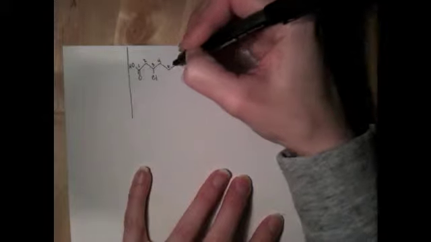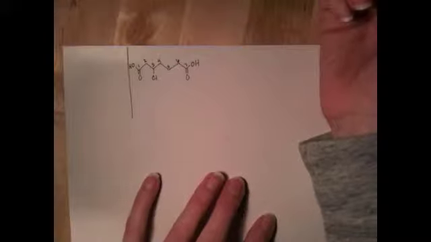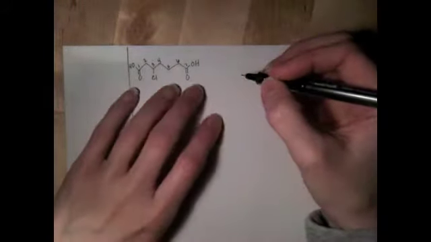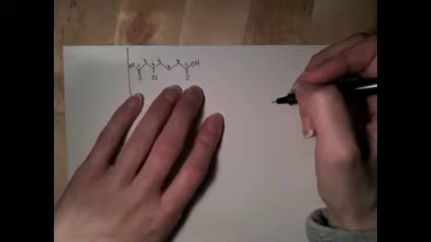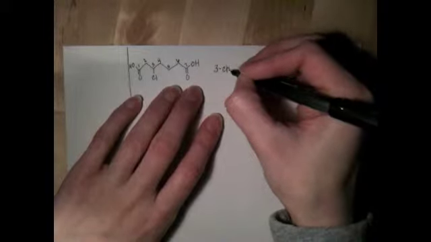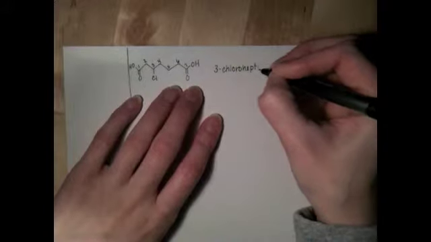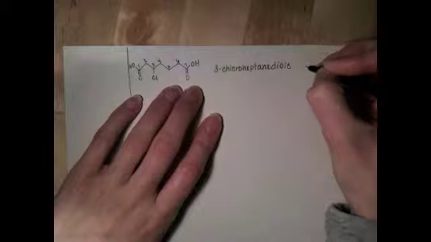Don't forget to number the carbons of the carboxyl group. So this is a 7-carbon chain. That's a heptane. It's got 2 carboxylic acids on it, so it's a heptane dioic acid, and there's a chlorine on carbon number 3, so it's a 3-chloro heptane dioic acid.